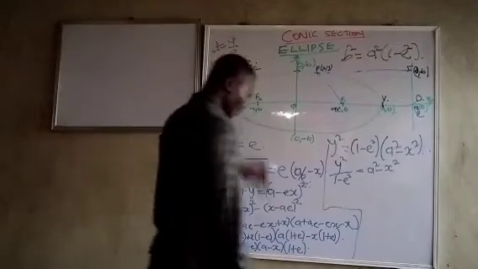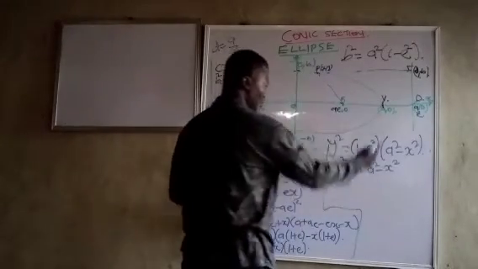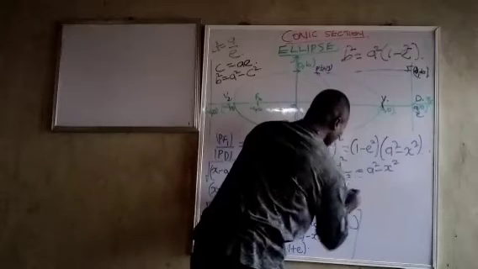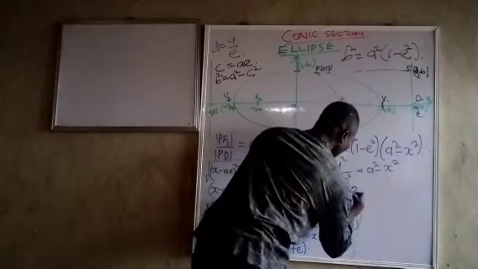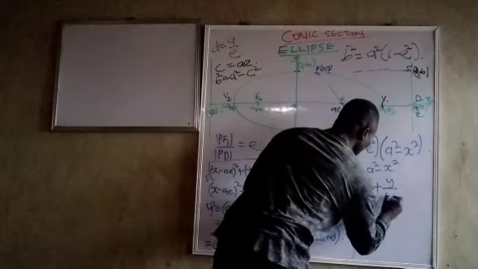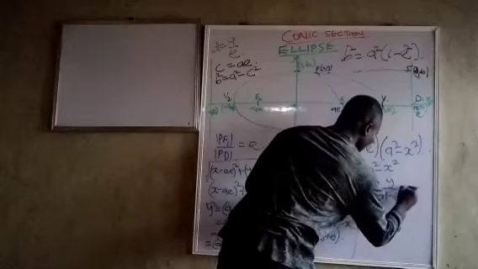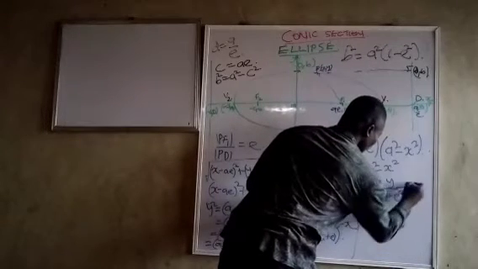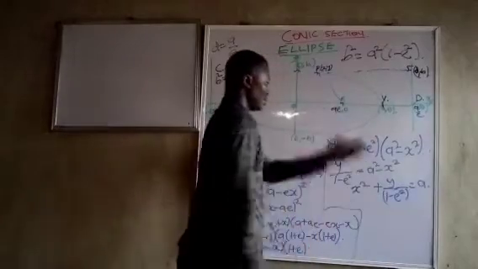Then I can add x squared to both sides. So I can have it like this: x squared plus y squared over 1 minus e squared is equal to a squared.